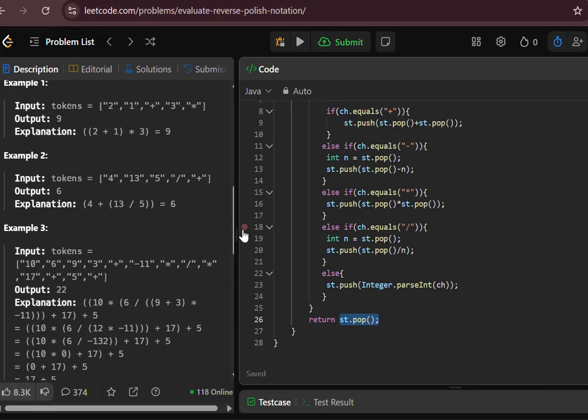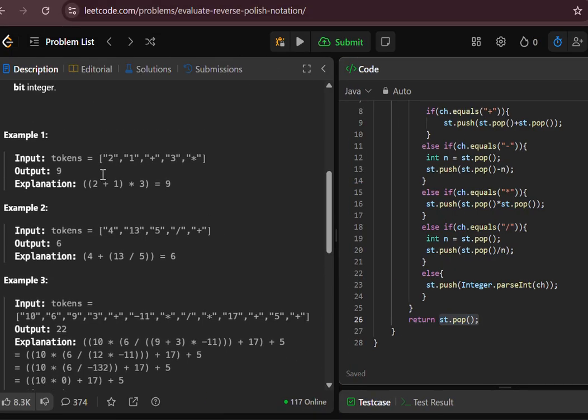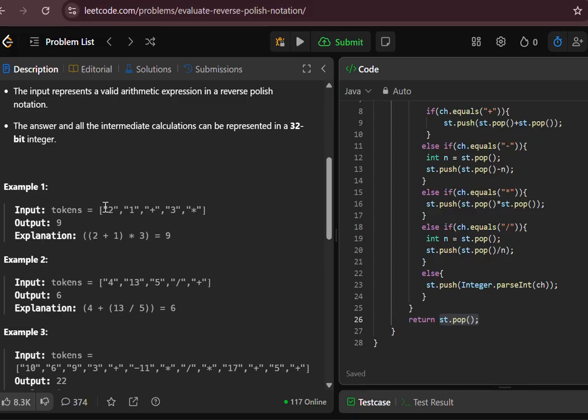So let's run it and see how it happens. 2 and 1 are pushed into the stack, then plus. We pop two items and add them, which gives 3, and push it into the stack. Then 3 is pushed again, then multiply: pop the previous two, 3 times 3 is 9, and push into the stack. Return stack.pop, which returns 9. So here we go.